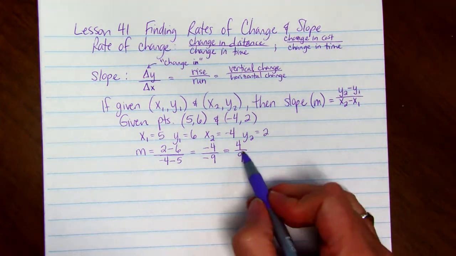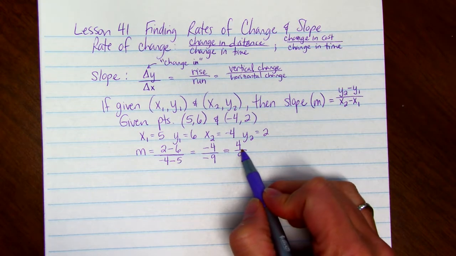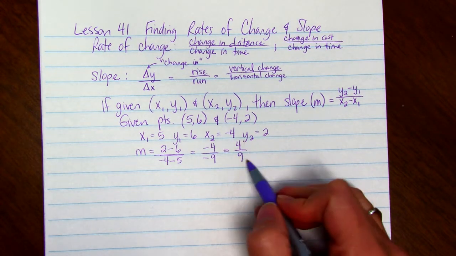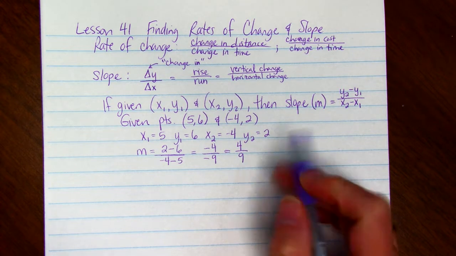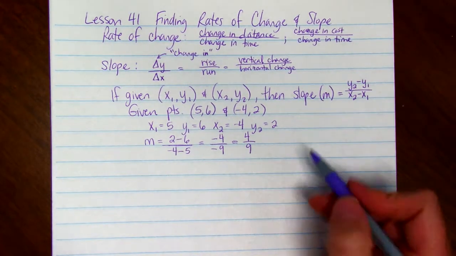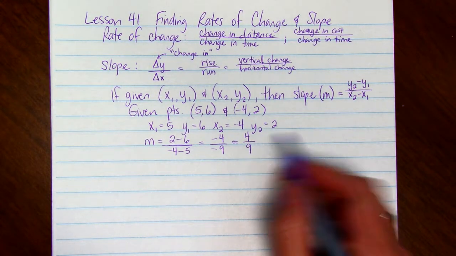And that just means every point on the line, if you go up 4 and to the right 9, you'll land on another point that's on the line. So every point to get from one to the other, you go up, you rise 4 and go to the right 9.